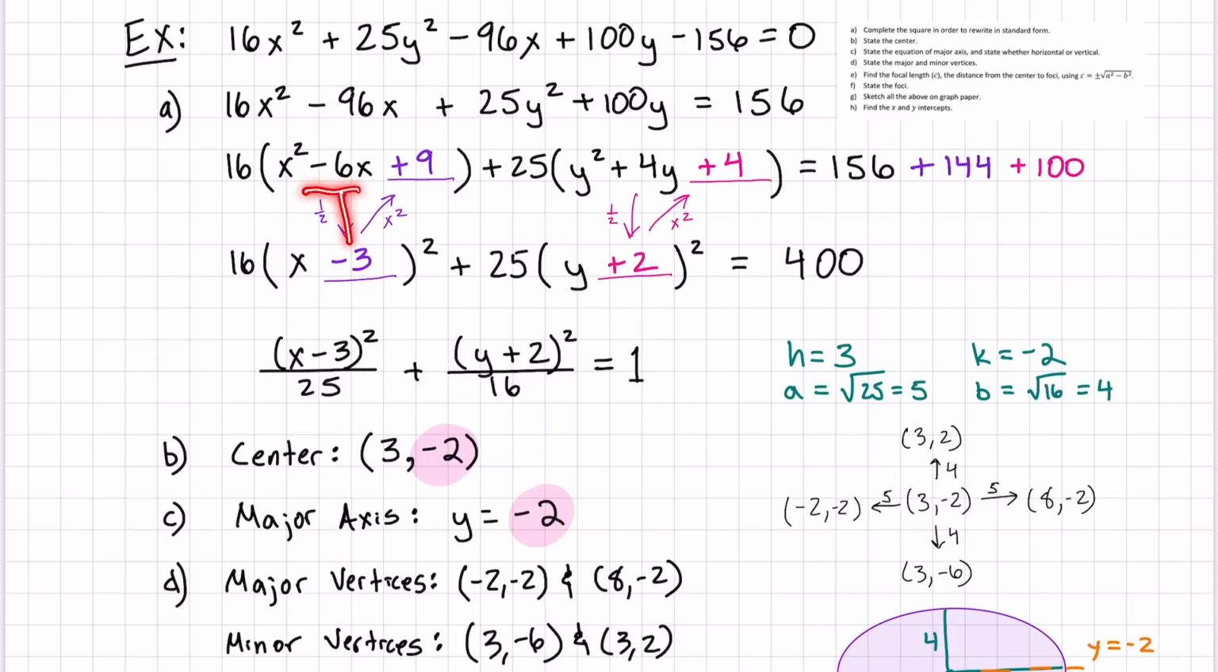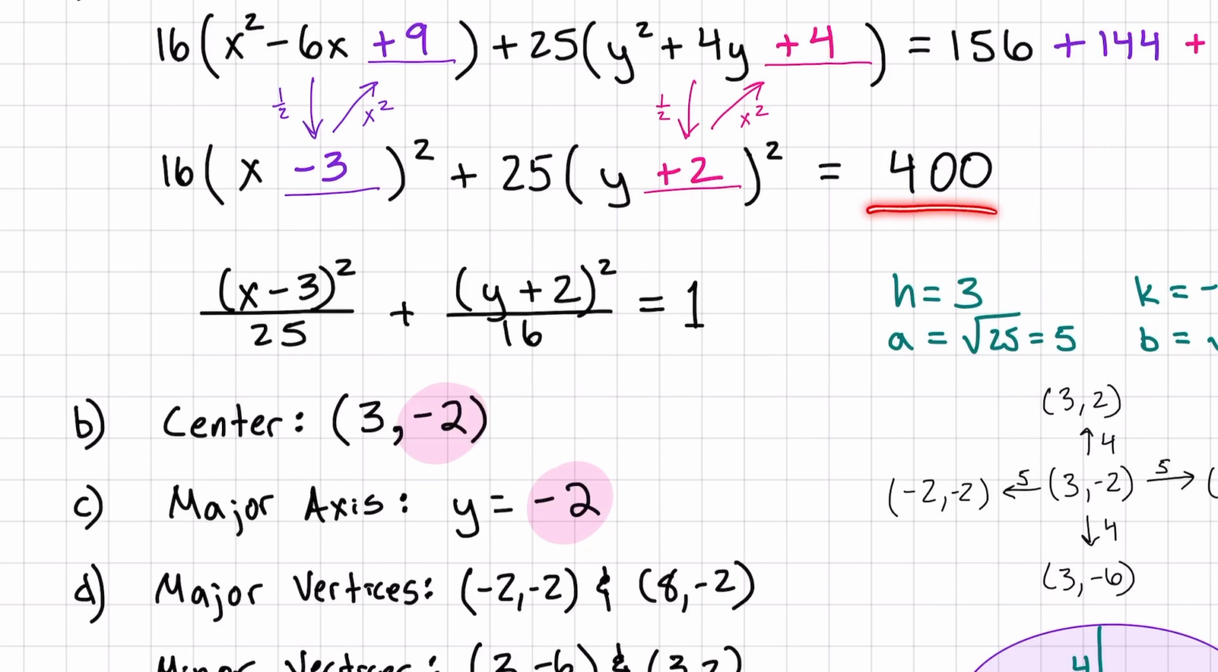So -6 halved is -3, squared is 9. Now I'm adding 9 into here, but on this left-hand side, I'm actually adding a 9 times 16, which is 144. So I add a 144 to the other side. For my y's, I halve the 4 and I get a 2. Square it and I get a 4. Now I added a 4 inside the parentheses, but on this left-hand side, I added a 25 times 4, which is 100. All right, so then I add these things together and I end up with 400. And then divide both sides by 400, and we end up with 25 and 16.